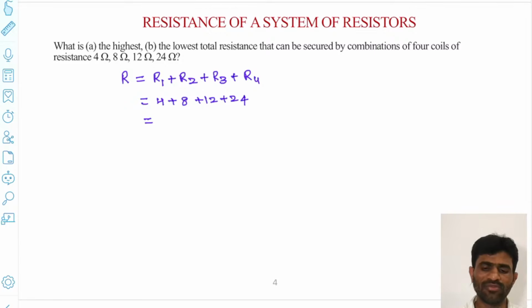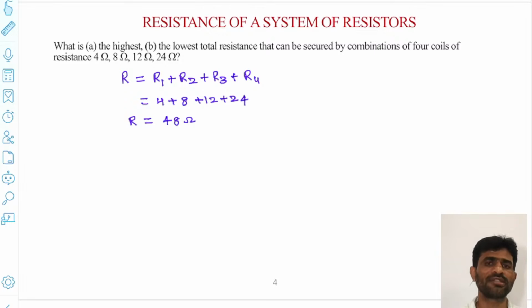12 plus 12, 24 plus 12, 48 ohms. Very good, Deepak. 48 ohms is the highest resistance that can be obtained by using the given 4 resistors. Now what is the lowest? Lowest also you answered, Deepak. That is 4 ohms. Let's see how we get the lowest resistance.